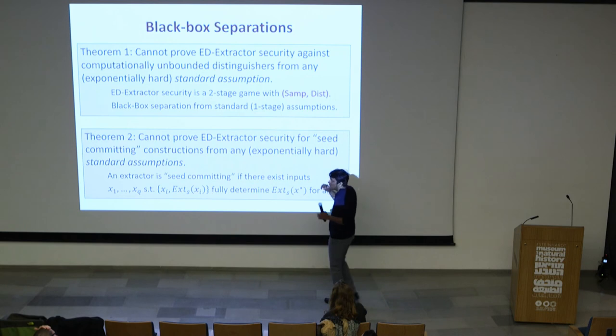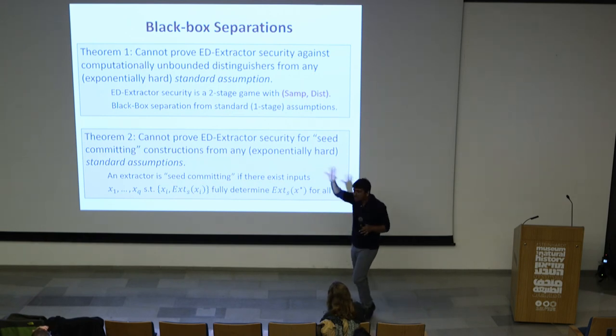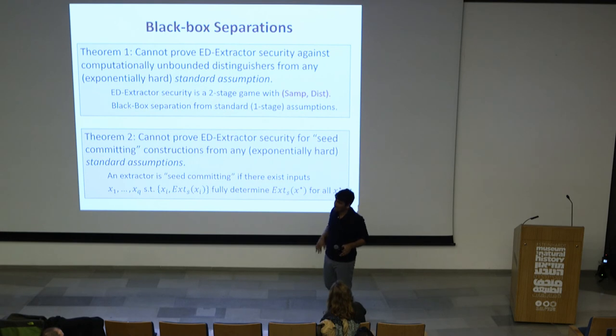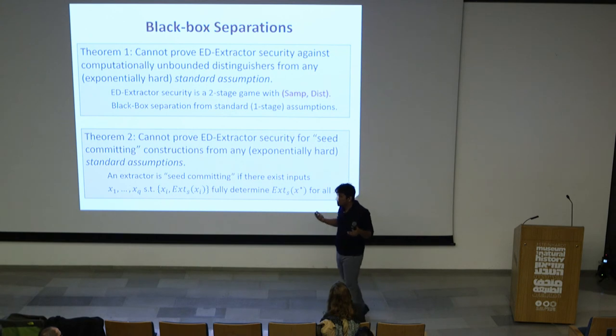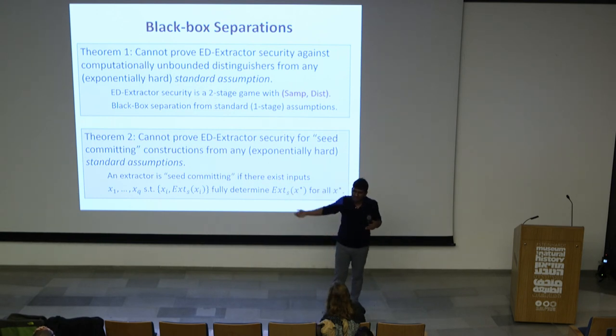So we show that any so-called seed committing construction cannot possibly work. What is a seed committing construction? An extractor function is seed committing if there are polynomially many queries that I can make, and if I get the outputs, I can exactly reconstruct the table of the extractor. That's a seed committing construction. And most standard PRFs appear to be seed committing. Naor-Reingold is seed committing, for example. If we're trying to prove that Naor-Reingold can be made into an ED extractor, it can't. That's how we came up with the black box separation.